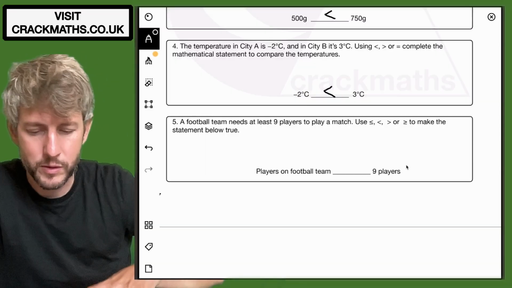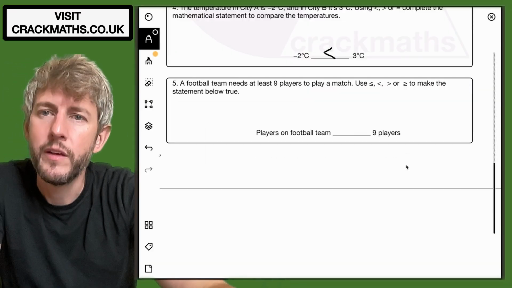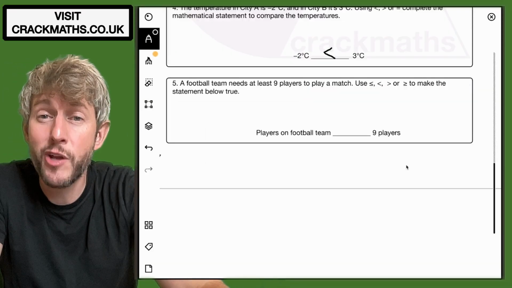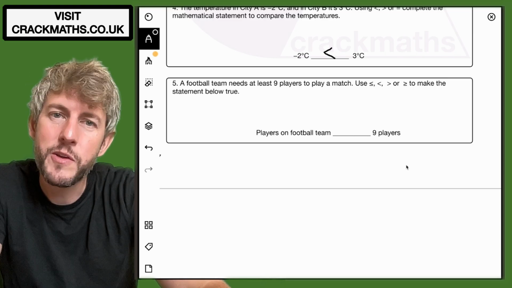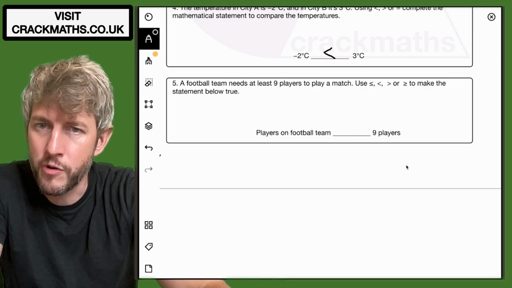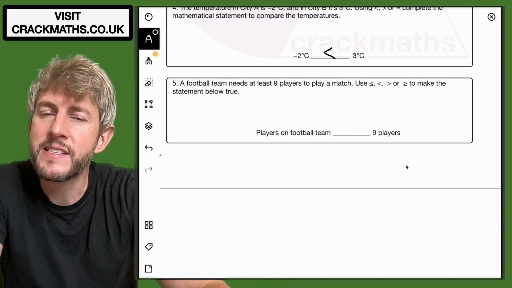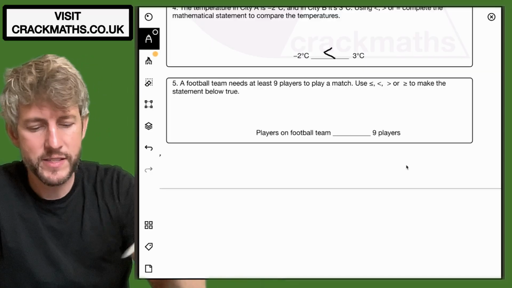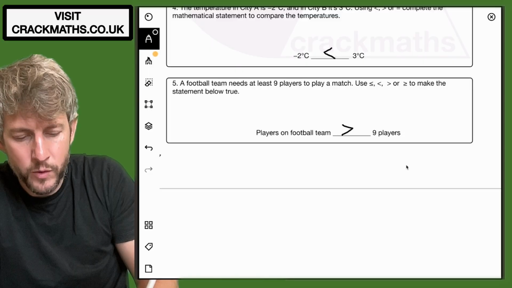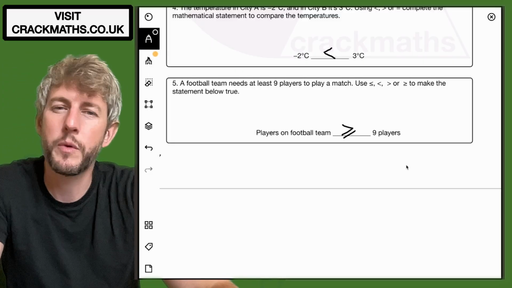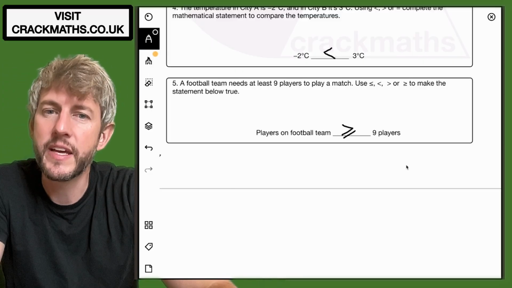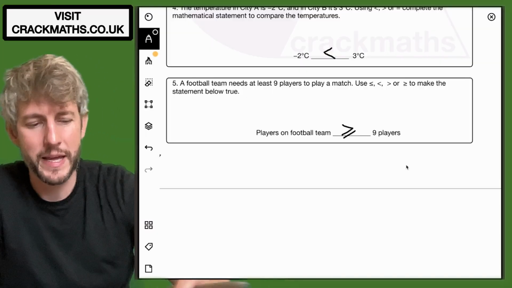Right, question 5. We've got a football team needs at least 9 players to play a match. Use these symbols here to make the statement below true. So players on the football team, it's got to be at least 9. So that means the players on the football team have to be greater than or equal to 9. That's what we're thinking about with at least. So the players on the team are greater than or equal to 9 players.